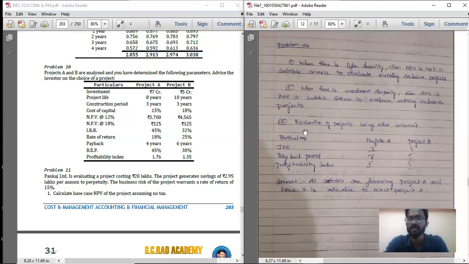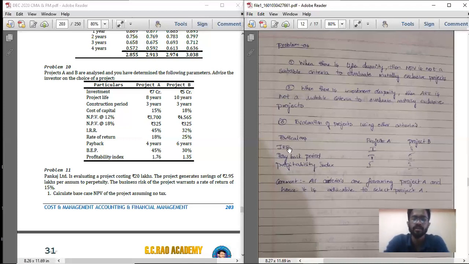So below that, statement number 3: evaluation of projects using other criteria. Below that, a 3-column table. First column particulars, second column project A, and third column project B.